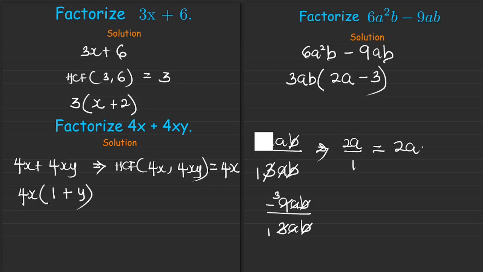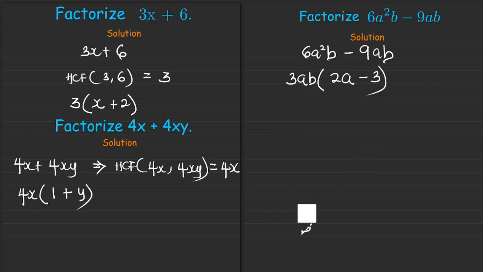So I can choose to clear this here, which is not part of our solution. And this is what we have here. It simply means factorizing 6a squared b minus 9ab, we are going to get the product of 3ab and 2a minus 3. What if the terms are 3, as I said earlier on?